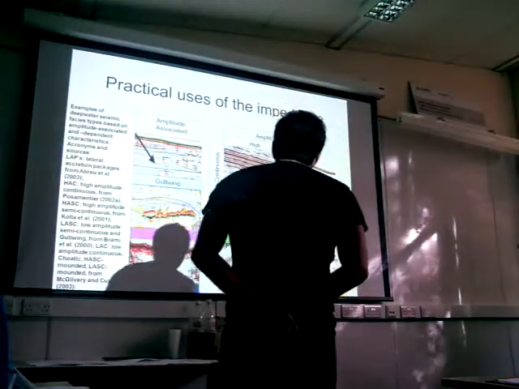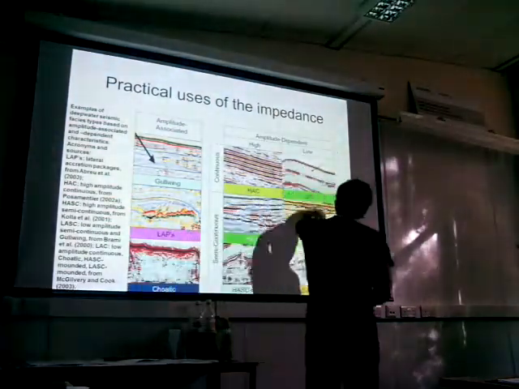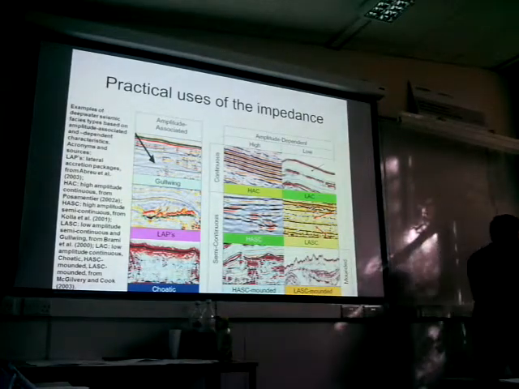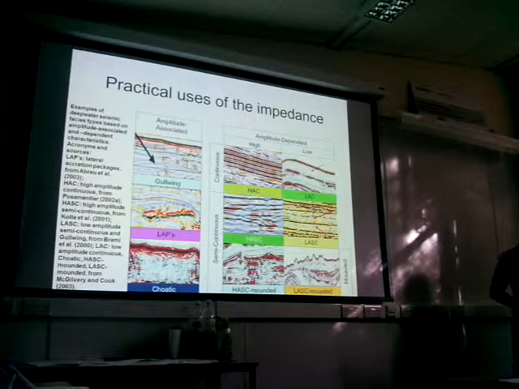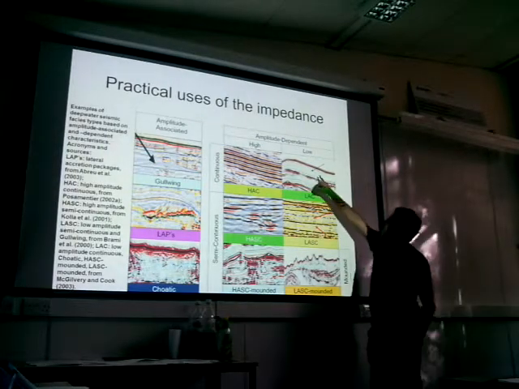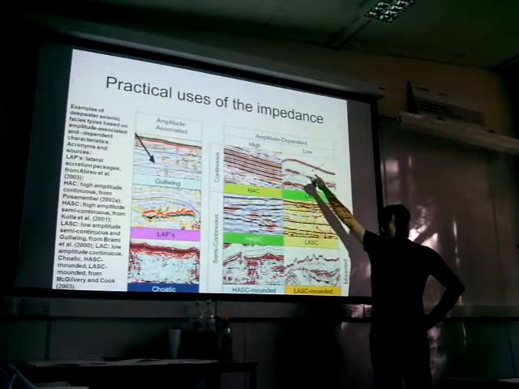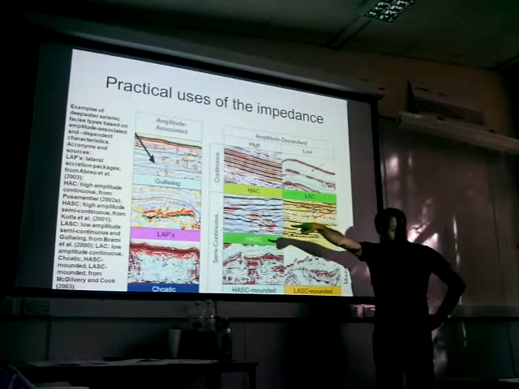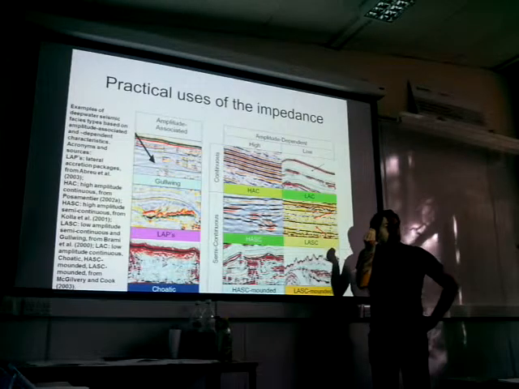Okay? The one on the right is telling you that you got an alternation between bright, strong reflectors and a series of very continuous reflectors in which the contrast of impedance is not that strong. So it's telling you that the objects inside are continuously constant in terms of contrast of impedance, but the brightness is not great.